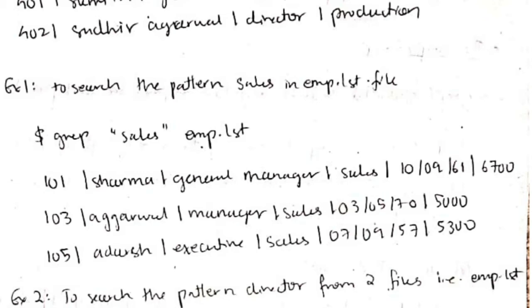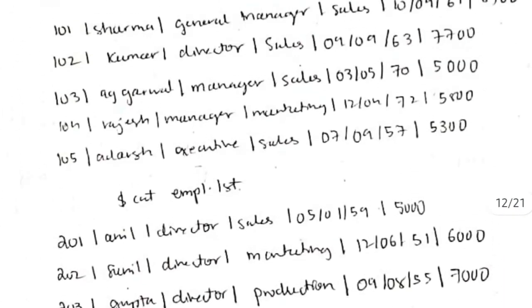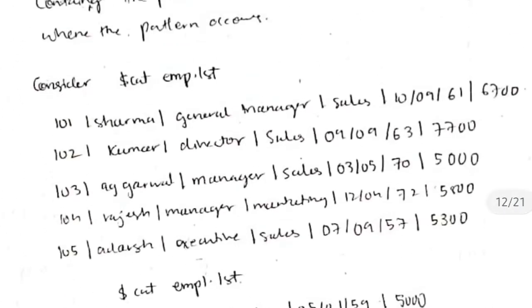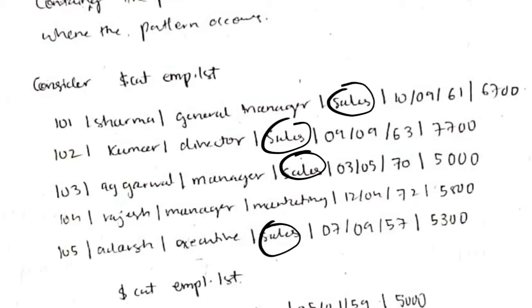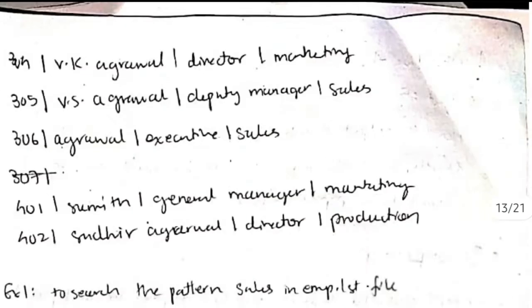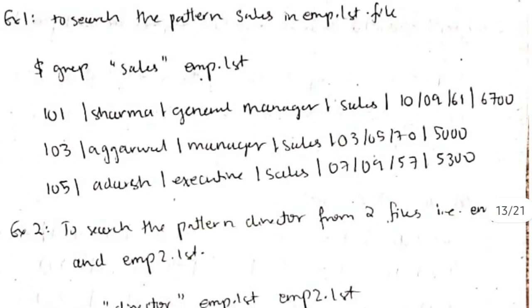If you look at the emp list, here we have the sales here, here, here and here. So we have 101, 102, 103 and 105. I forgot to write for this one, but we have the output here: 101, 103 and 105. 102 should also be there because it also had sales. So basically grep will search for this pattern and it will display the output.